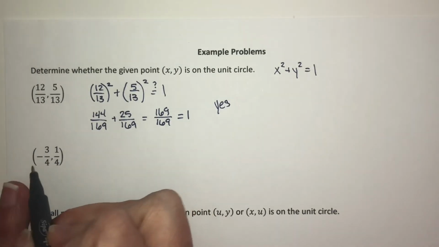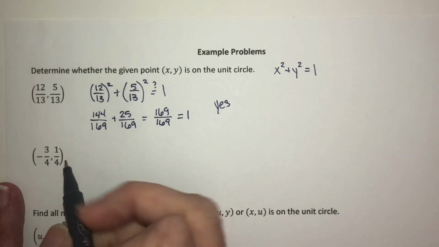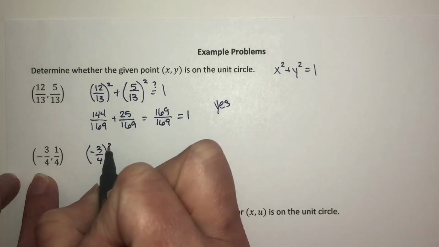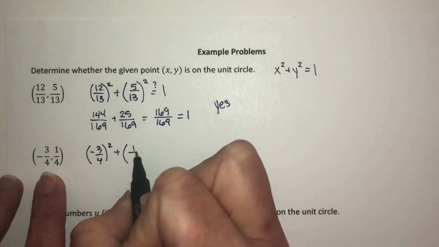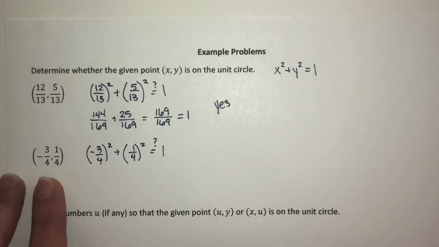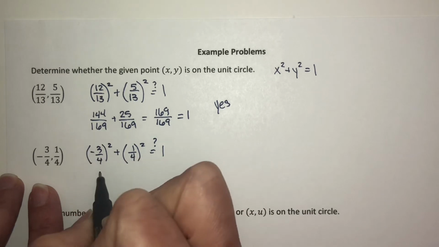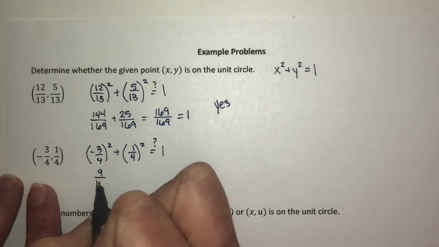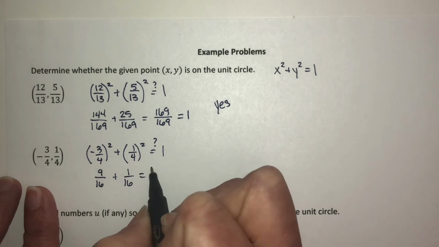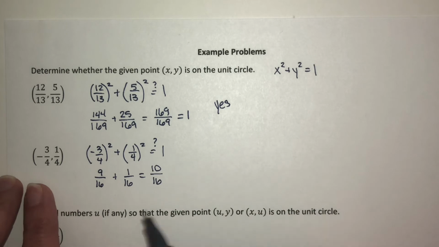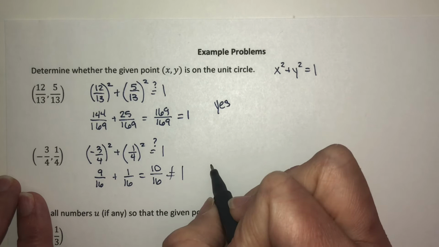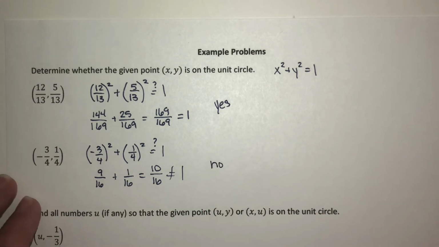Let's do the same thing for the point -3/4 and 1/4. If I square this, -3/4 squared, and I add it to 1/4 squared, does that give me 1? Squaring this gives me 9 over 16 plus 1 over 16, which gives me 10 over 16, and I don't need to reduce that just to know that it does not equal 1. So this point is not on the unit circle.